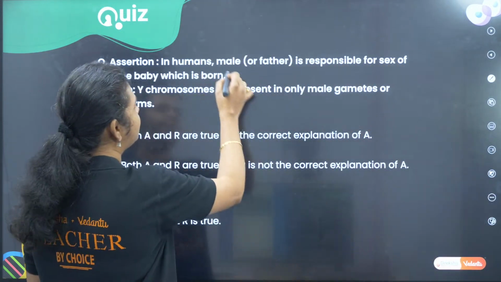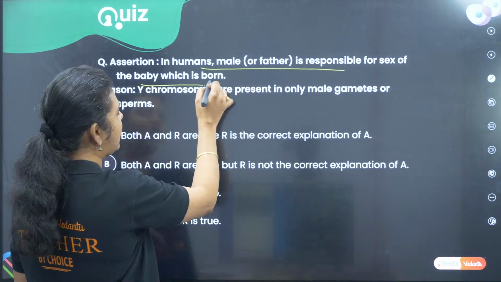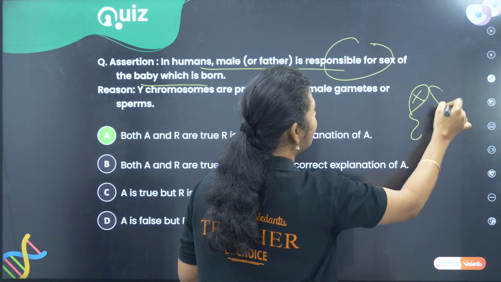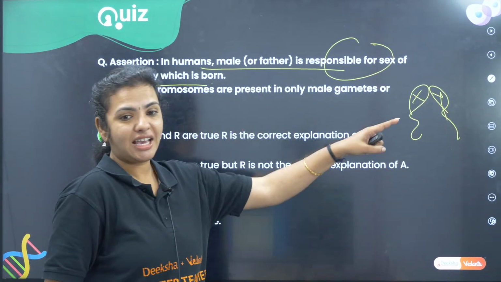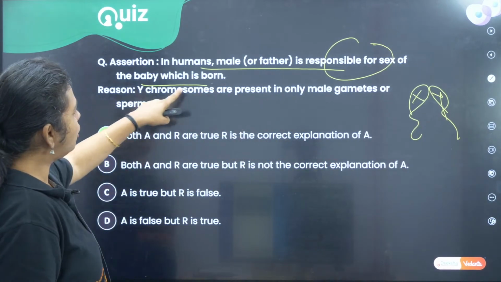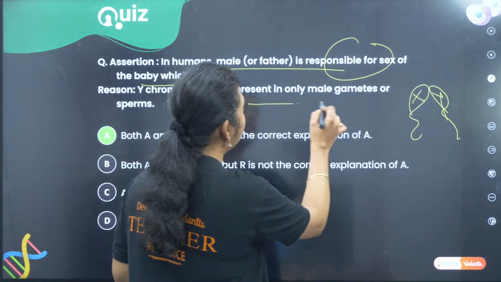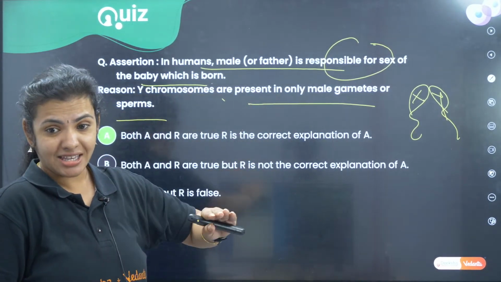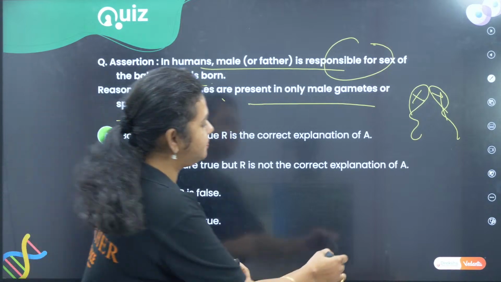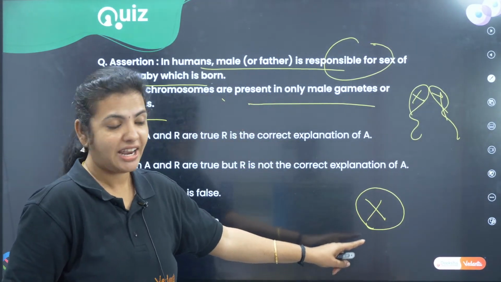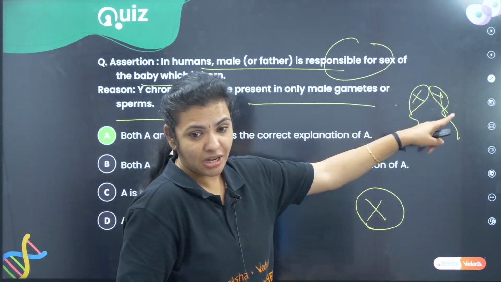Look at the assertion. The male is responsible for sex of the baby. Why is the male responsible? Because he is carrying X and Y in his sperms. So Y chromosomes are present in only the male gametes or the sperms. X is seen only in females. If I take a female, she is only having the X. Male is having X and Y.